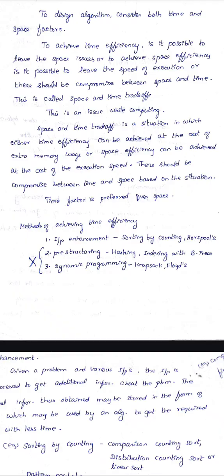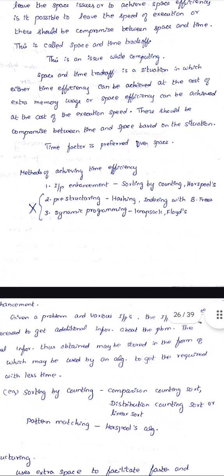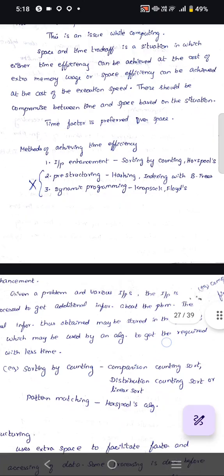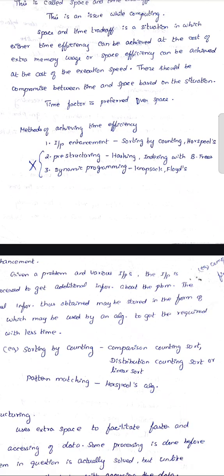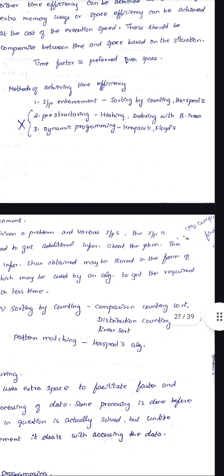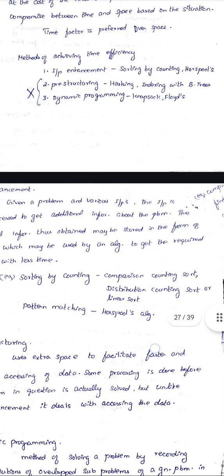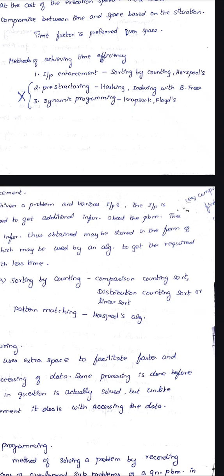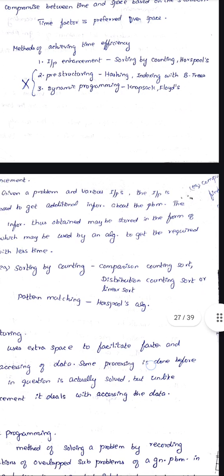This is an issue while computing. Space and time trade-offs is a situation in which either time efficiency can be achieved at the cost of extra memory usage, or space efficiency can be achieved at the cost of execution speed. There should be a compromise between time and space based on the situation. Time factor is preferred over space. Why? Because there are methods of achieving time efficiency: input enhancement, sorting by counting, Horspool's algorithm.